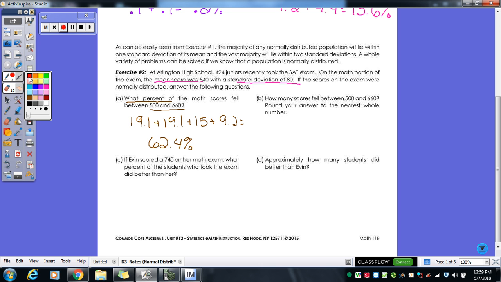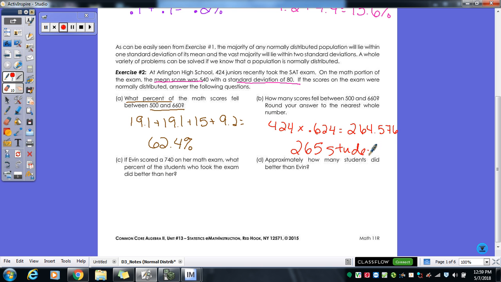So part B, they want to know how many students that actually was. So we're going to take our 424 juniors and multiply it times our percent of 62.4, but I move my decimal over 2 places to the left when I multiply. So what do we get? That's the 0.624. So this would round to 265 students. But this is data, so it's different than exponential growth and decay. With data, you round normal.